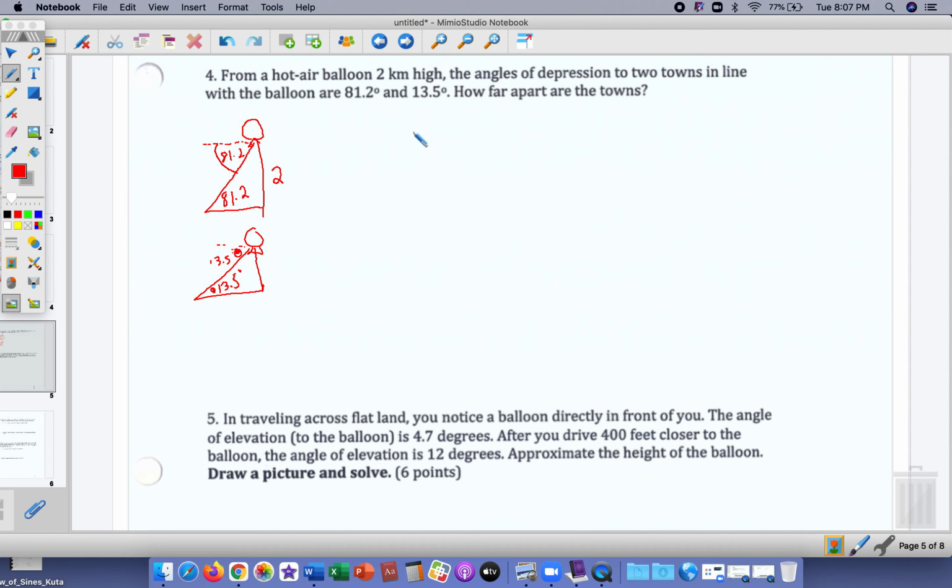So now if we put it all in one triangle, we have the balloon, we have 2 here. I know that the closer I am to the balloon, the angle of elevation is going to be larger, right? So I know that my 2 options are 81.2 and 13.5. The one closer is 81.2 because I have to swing my head up higher, and farther away is the smaller one, 13.5.